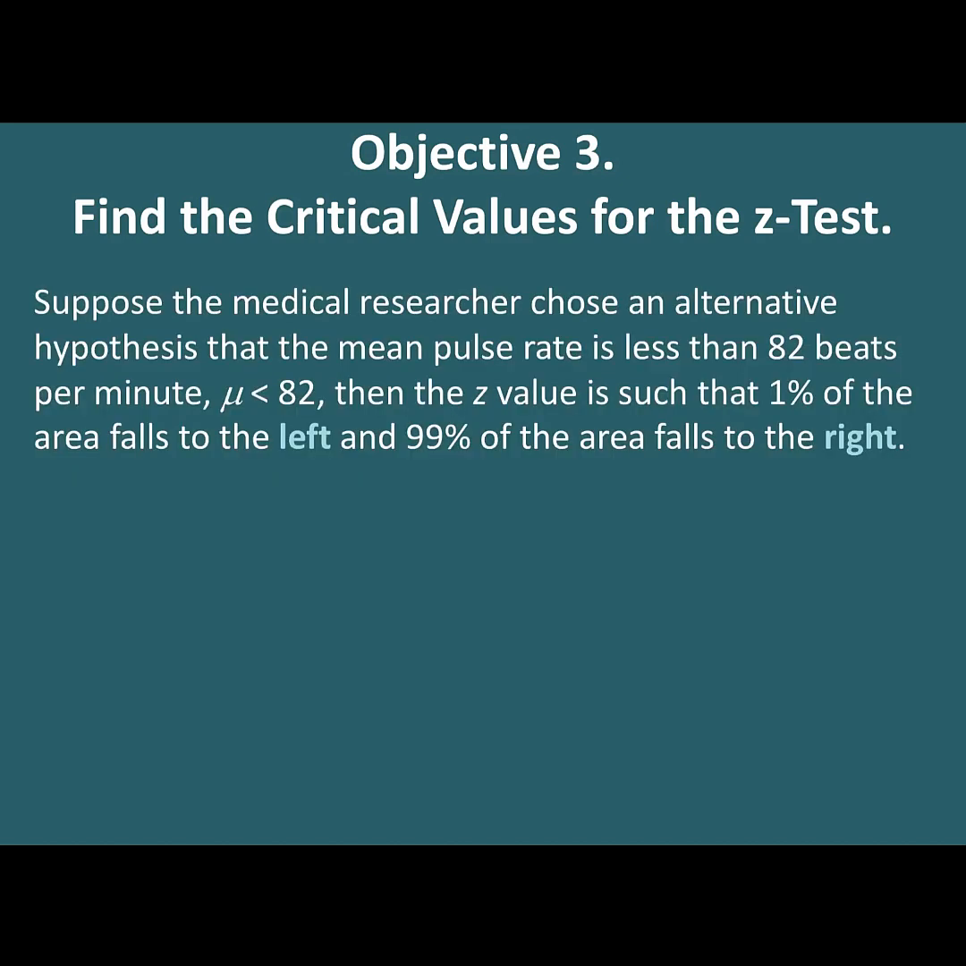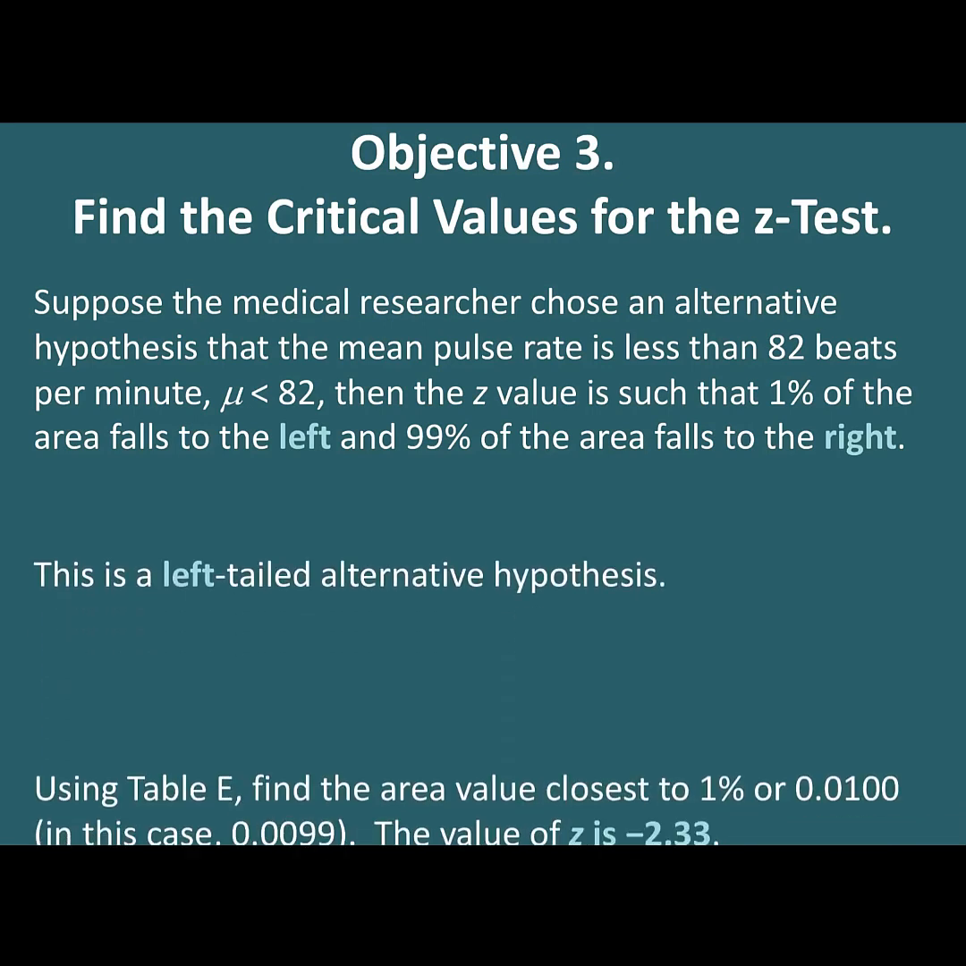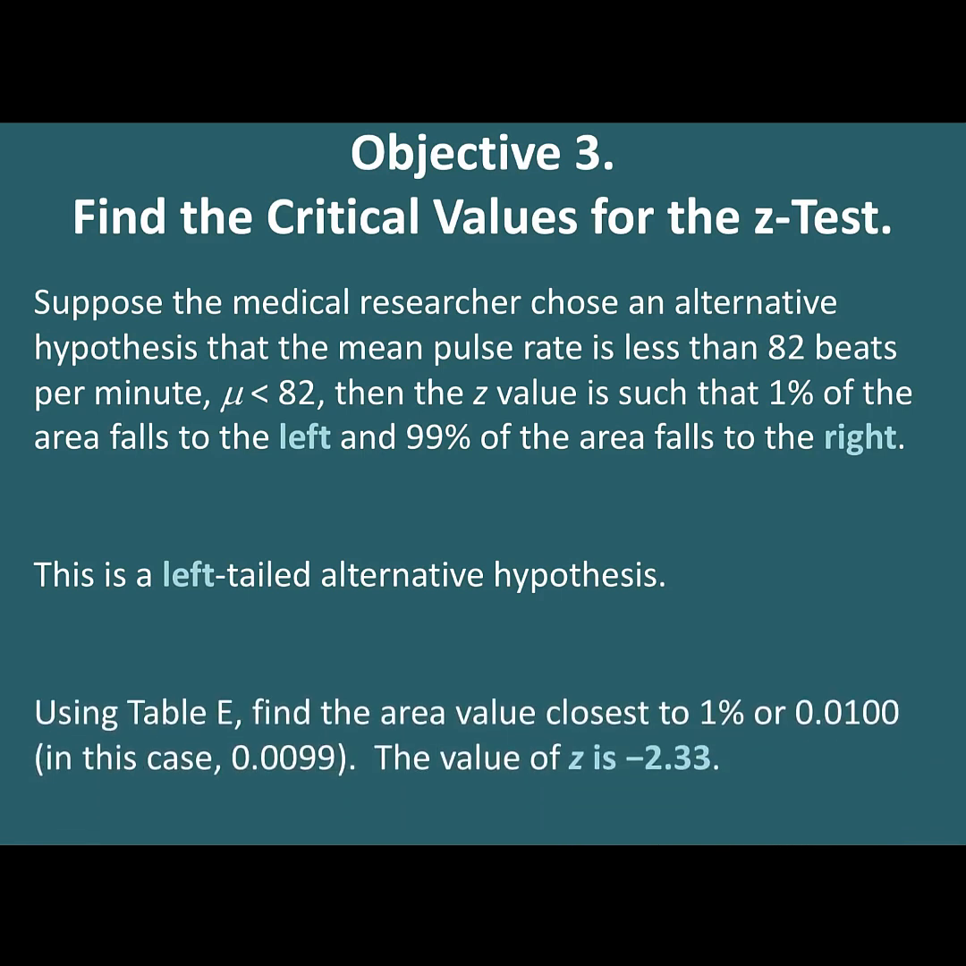Now suppose the medical researcher chose an alternative hypothesis that the mean pulse rate is less than 82 beats per minute, with mu less than 82. Then the z-value is such that 1% of the area falls to the left and 99% of the area falls to the right. This would be a left-tail alternative hypothesis. Once again, using the table, we find the area value closest to 1%, or 0.01. In this case, it would be 0.0099. And as you'd probably imagine, the value of z is negative 2.33.